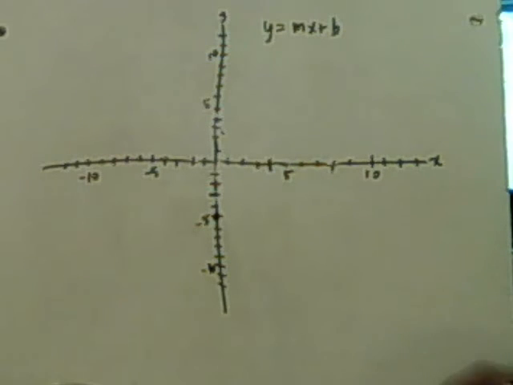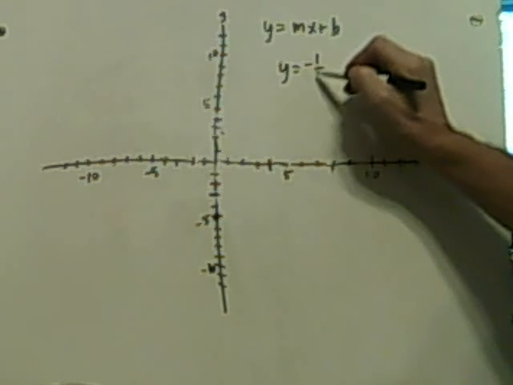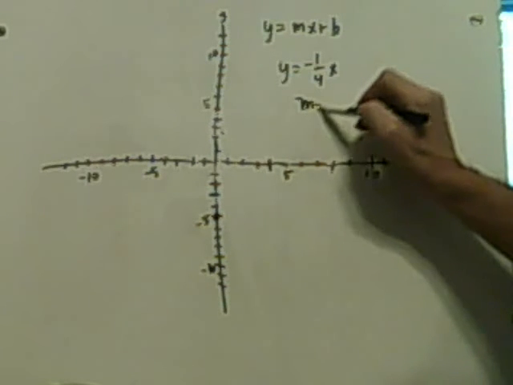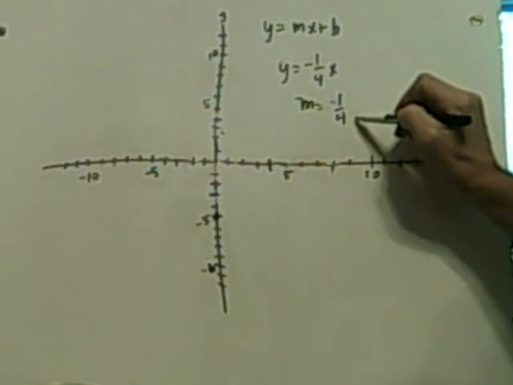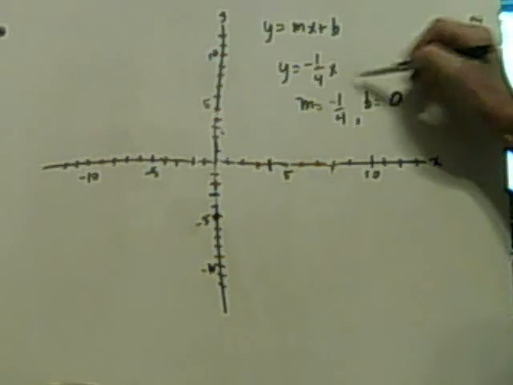Now 34: y is equal to negative 1/4 x. So the m, or the slope, is equal to negative 1/4. And b, the y-intercept, is equal to 0 because that term would be 0.